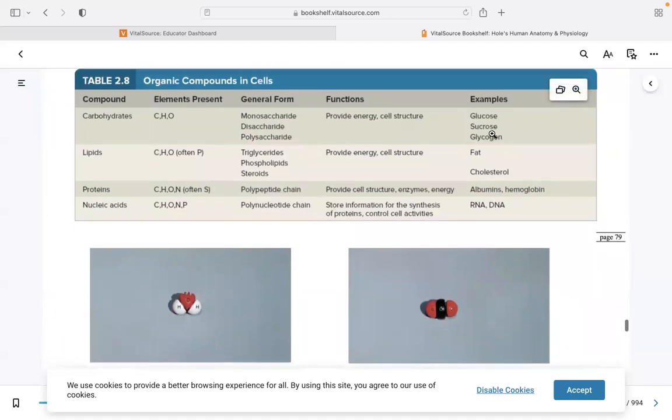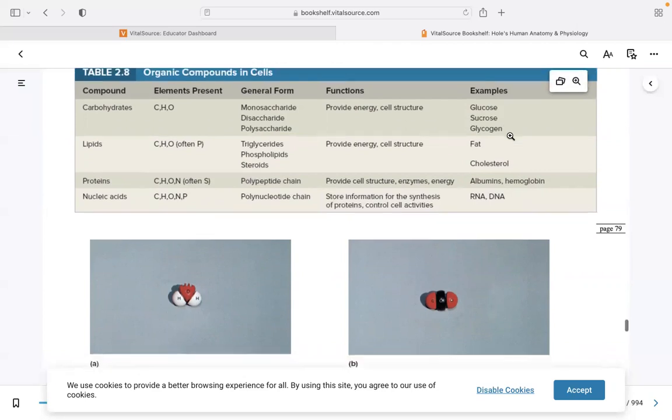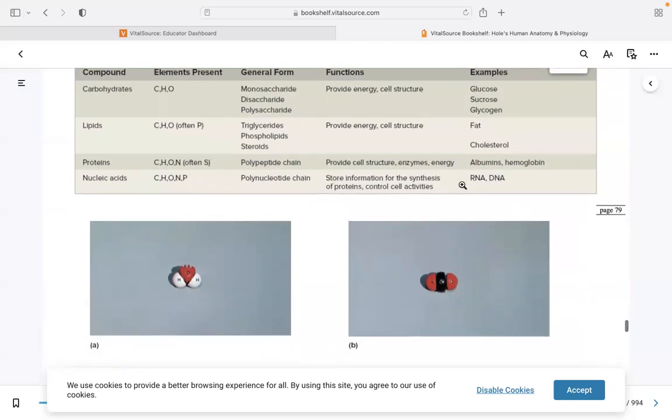Oh, by the way, anything that's a sugar has OSE on the end of it. So glucose, sucrose, lactose, galactose, anything, just OSE.